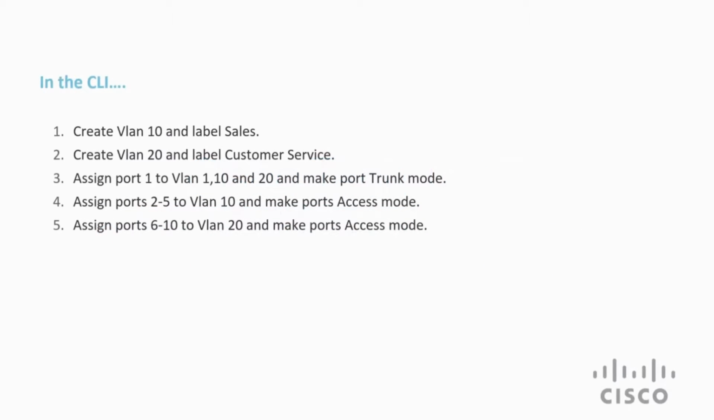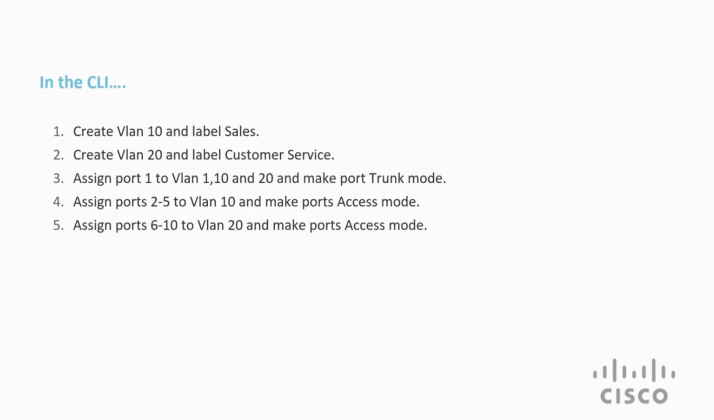Before we begin, let's go over what we're going to be creating on the CLI. We will create VLAN 10 and label it Sales, and create VLAN 20 and label it Customer Service. We also need to assign port 1 to VLAN 1, 10, and 20, and put the port in trunk mode. We'll assign ports 2 through 5 to VLAN 10, and put the ports in access mode. Finally, we can assign ports 6 through 10 to VLAN 20, and put the ports in access mode as well.